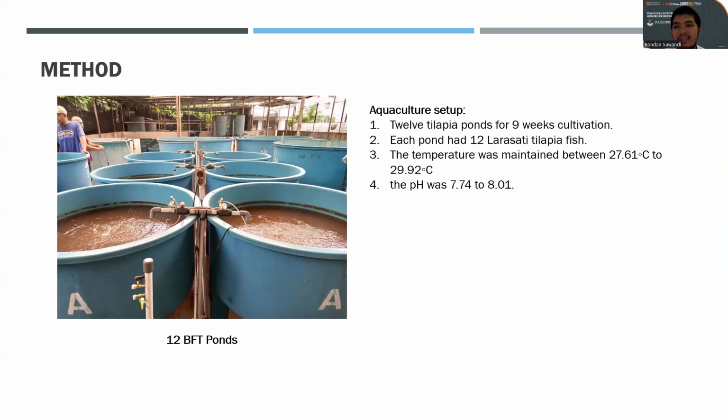In composing our experiment setup, first we make an aquaculture setup. We have 12 BFT tilapia ponds that we use for 9 weeks of cultivation, and each pond has 12 Larasati tilapia fish. This Larasati tilapia is a hybrid tilapia, a combination of the red tilapia and the black tilapia. We maintained the temperature of our ponds between 27.5 and 30 degrees Celsius, and the pH between 7.74 and 8.